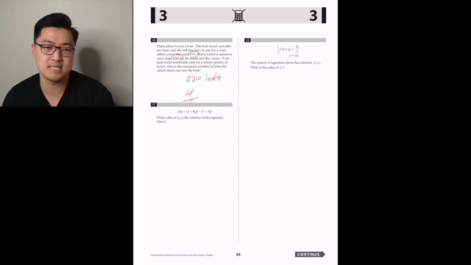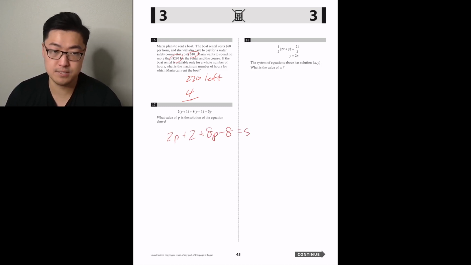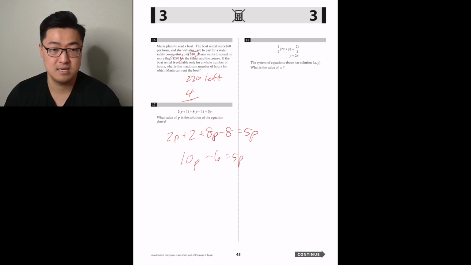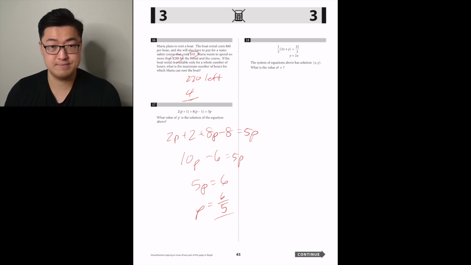What value of p is the solution to the equation above? Simplify. 2p plus 2 is 2p plus 2 plus 8p minus 8. So 2p plus 2. So 10p minus 6 is equal to 5p. 10p minus 6 equals 5p. Negative 6 is equal to negative 5p. p is 6 over 5, I think.